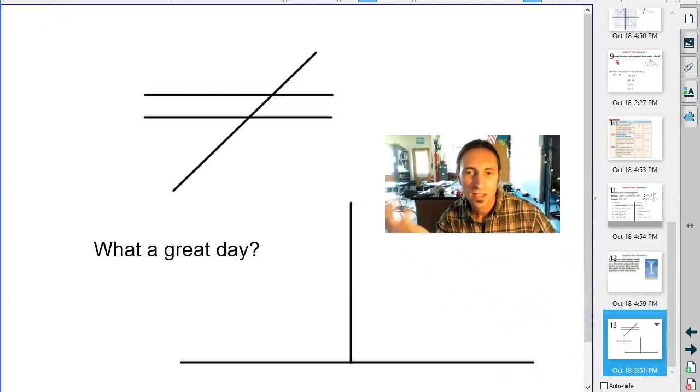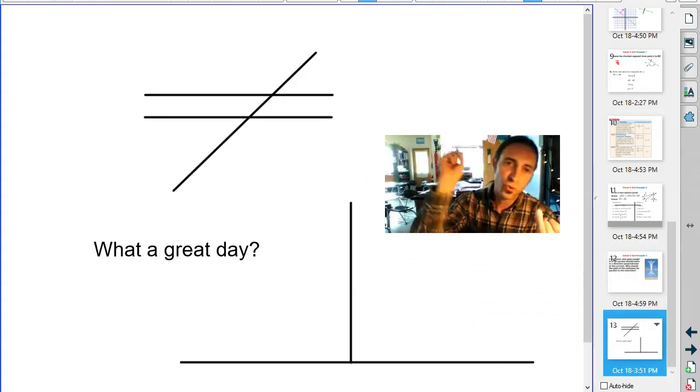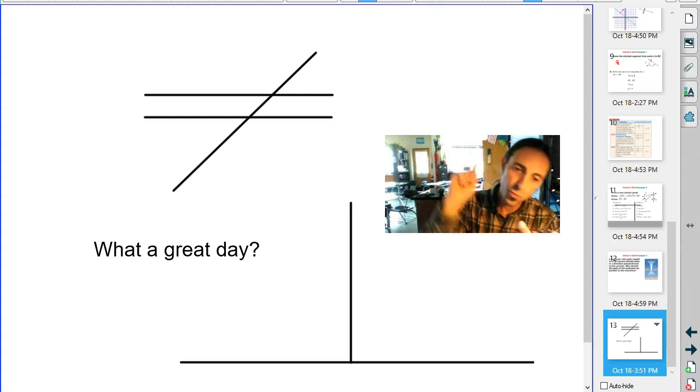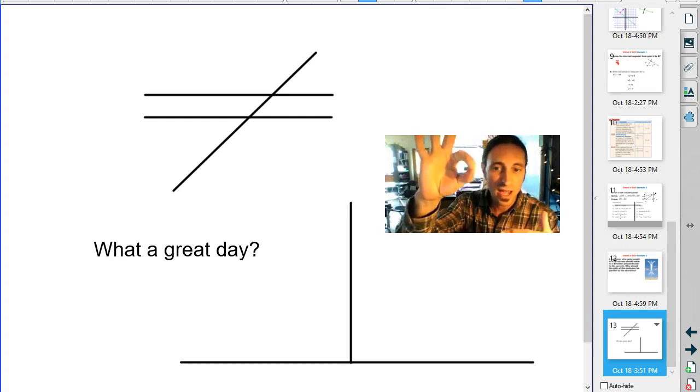What a great day. Could you ask for a better lecture? Proving lines parallel, proving lines perpendicular, using perpendicular, the shortest distance between a point and a line is a line perpendicular to it.